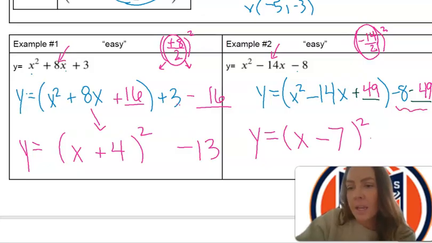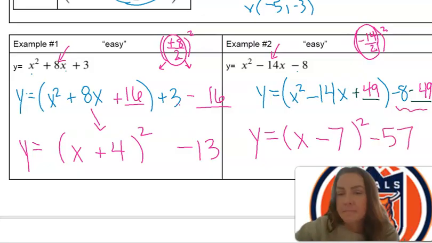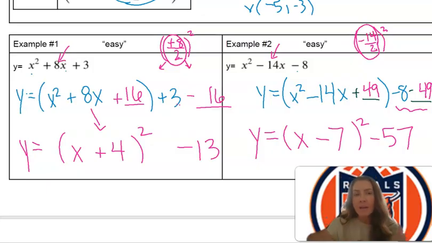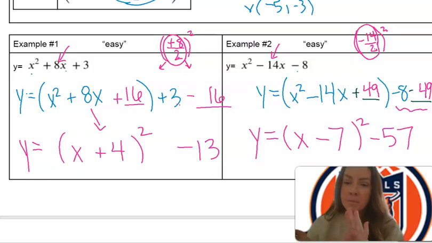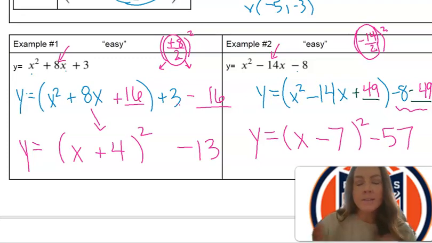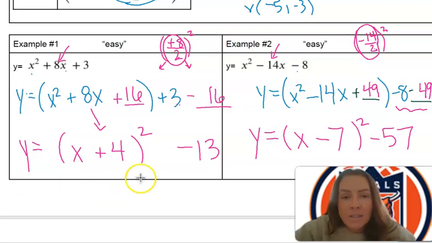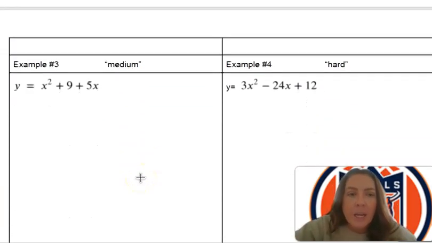Combine these and we get negative 57. All right, so that would be the level that's going to be 4 problems for practice, can be on your quiz. So let's see what's different about example number 3.